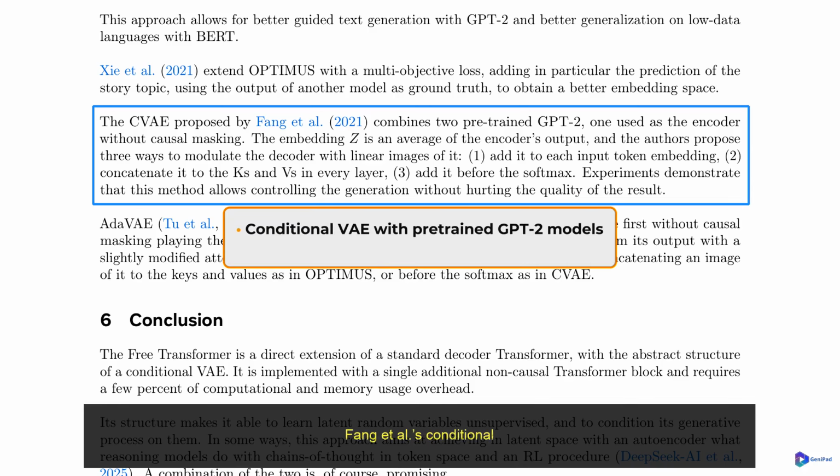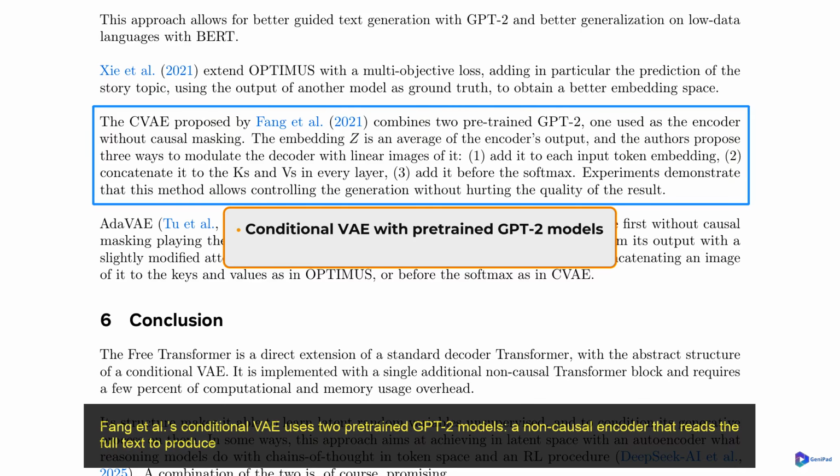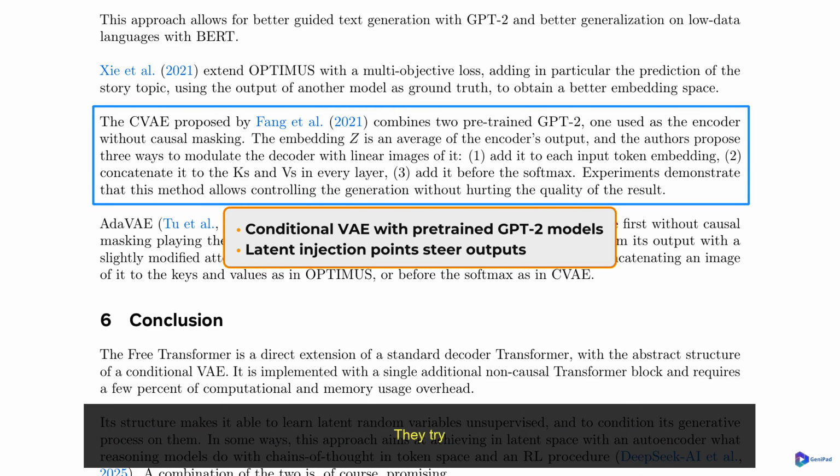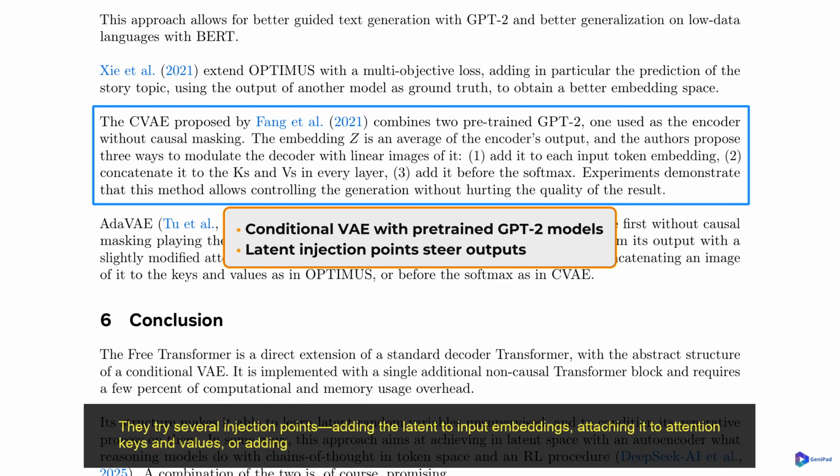Fang et al.'s conditional VAE uses 2 pre-trained GPT-2 models, a non-causal encoder that reads the full text to produce a sequence representation averaged into a latent, and a causal decoder conditioned on that latent. They try several injection points, adding the latent to input embeddings, attaching it to attention keys and values, or adding it before the softmax, and show they can steer outputs without harming fluency.